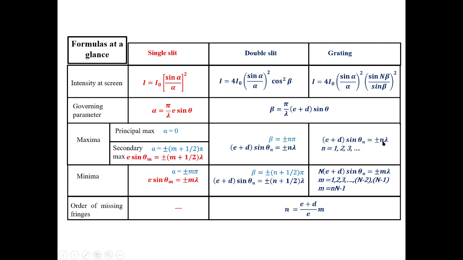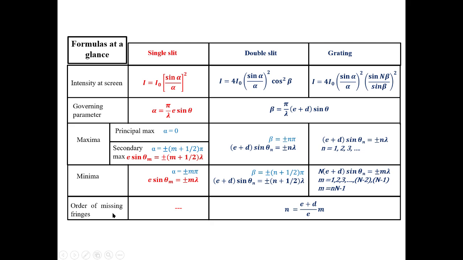(e + d) sin theta equal to n lambda, where n is an integer, and minima in case of grating is given by capital N (e + d) sin theta_n equal to m lambda. Here capital N is the total number of slits in the grating which are illuminated. Here m is from 1 to capital N minus 1, so this m can also be written as small n times capital N minus 1.